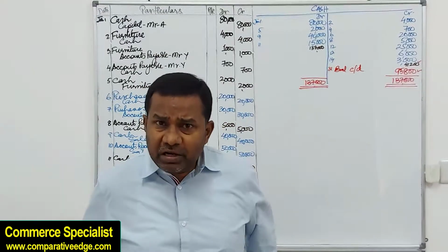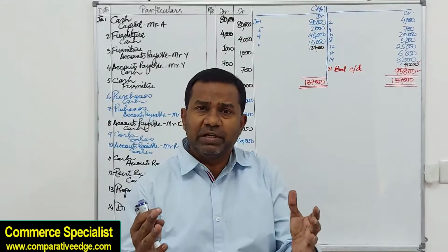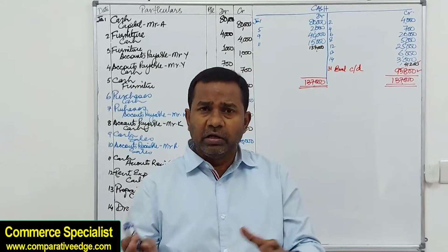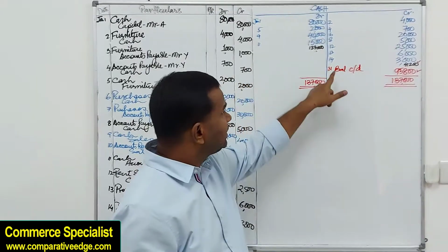Once ledger posting is done, we do footing. That is the rough total. Once footing is done, we do the balancing. Balancing means finding the difference in the debit and credit. Once you find the difference, write it at the lower side. Alright, this is end of January.